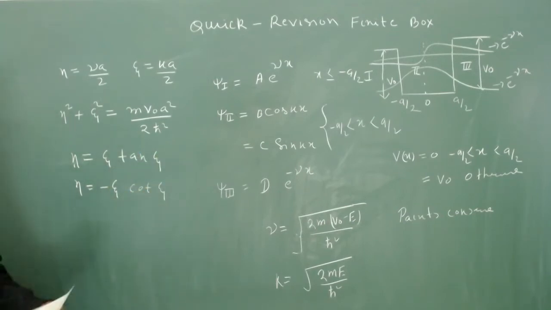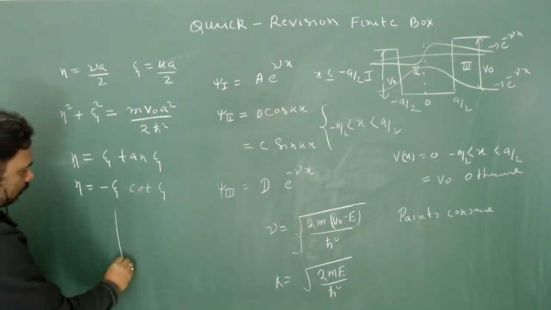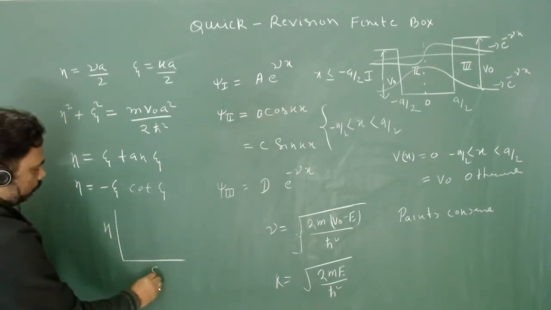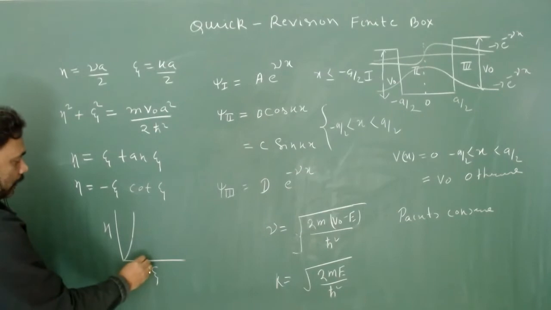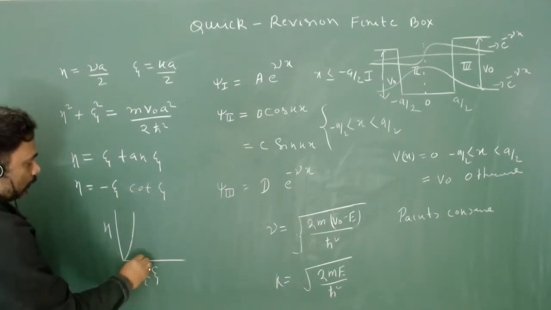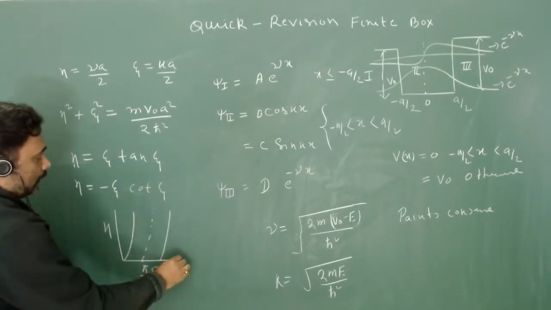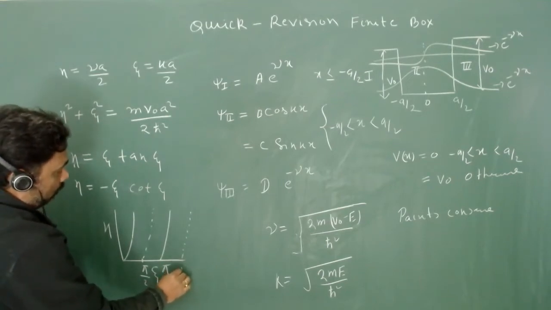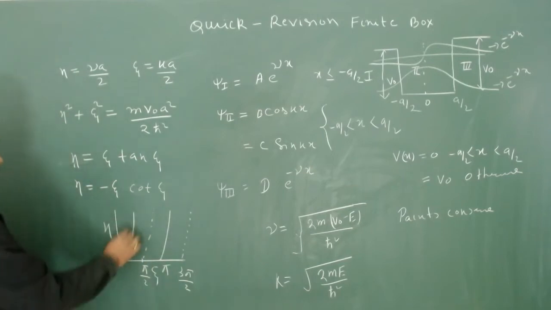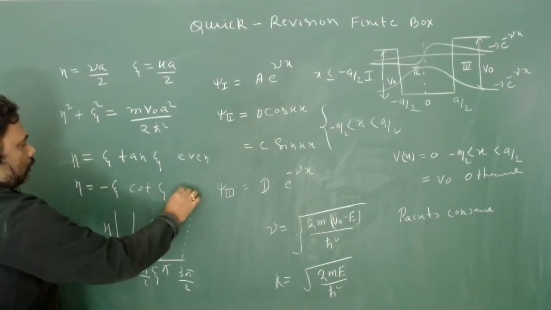We can solve it only with the graphical method. So what we have to do is plot eta versus xi. This is my even case, and then at pi/2 you start with the odd case. Again from pi you have the even case, and again you have the odd case. This will be 3 pi/2. This is the plot of tan. This is the even case plot, and this is the odd case plot.